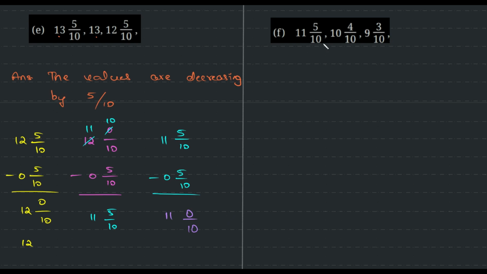And finally, we have one more. This 2 is clearly a reduction, right? 11 is becoming 10, 10 is becoming 9. So this 2 is getting reduced. The values are decreasing by, 11 is becoming 10, so 1. 5 is becoming 4, so 1. So 1 and 1/10. So 9, 3 by 10, 1, 1 by 1 and 1/10.